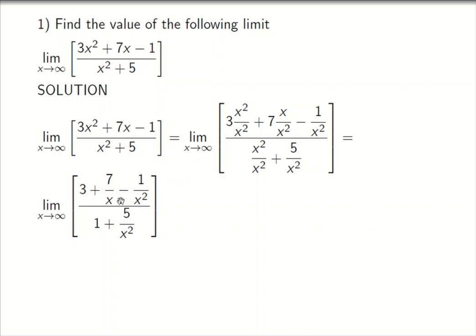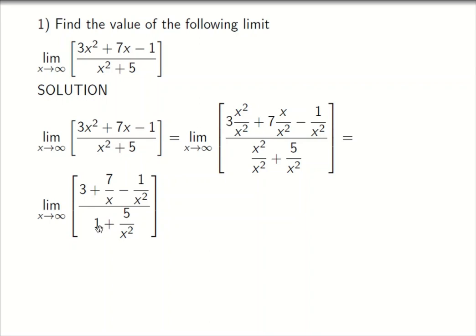Looking at this, we can simply put our infinity in. Infinity means a very large number. If I put, let's say, 7 over a very large number, you can punch this on your calculator and you see that it turns to 0. 1 over a very large number squared will also turn to 0, and 5 over a very large number squared approaches 0. You can try 5 over 200 million or 200,000 squared and you get 0, like 7 over 200 million.